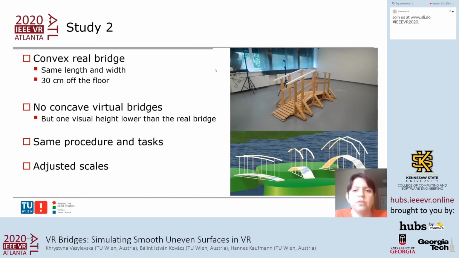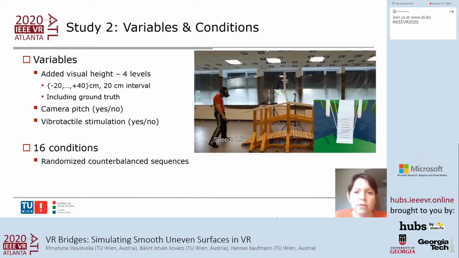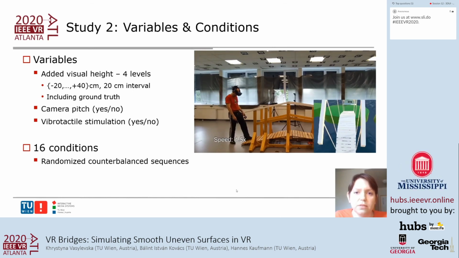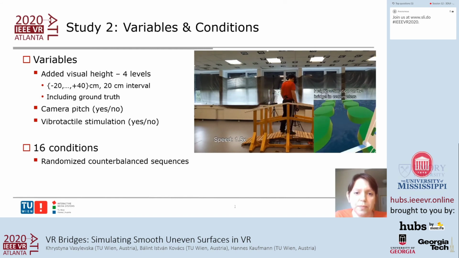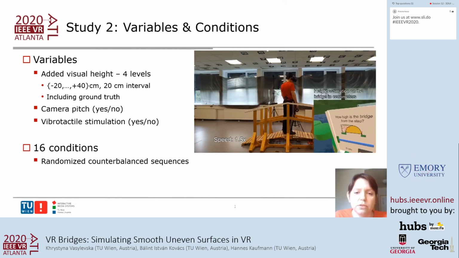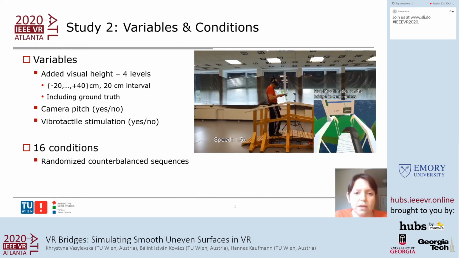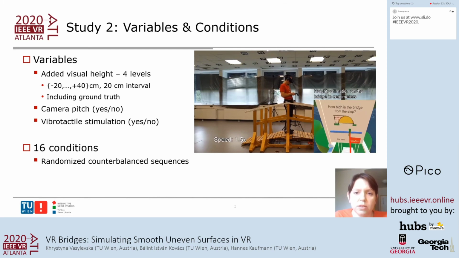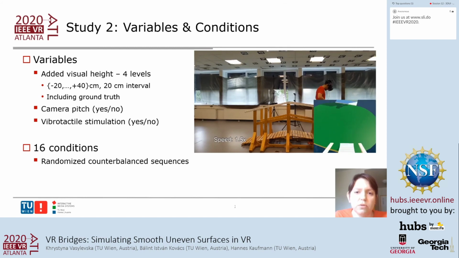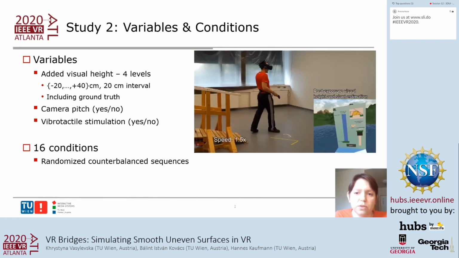We followed the same procedure and had the same tasks, adjusting the reporting scale to match the visual height levels. The added visual height variable in the second study ranged from -20 to +40 centimeters with the same 20 centimeter interval. This time we included the ground truth in the analysis. Camera pitch manipulation and vibrotactile stimulation were applied similarly to study 1. All of that resulted in 16 conditions overall that were presented in a randomized counterbalanced order.